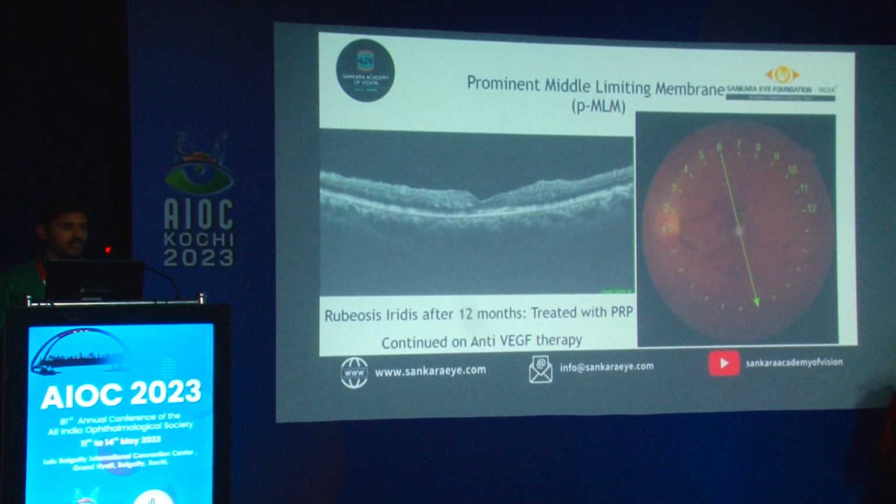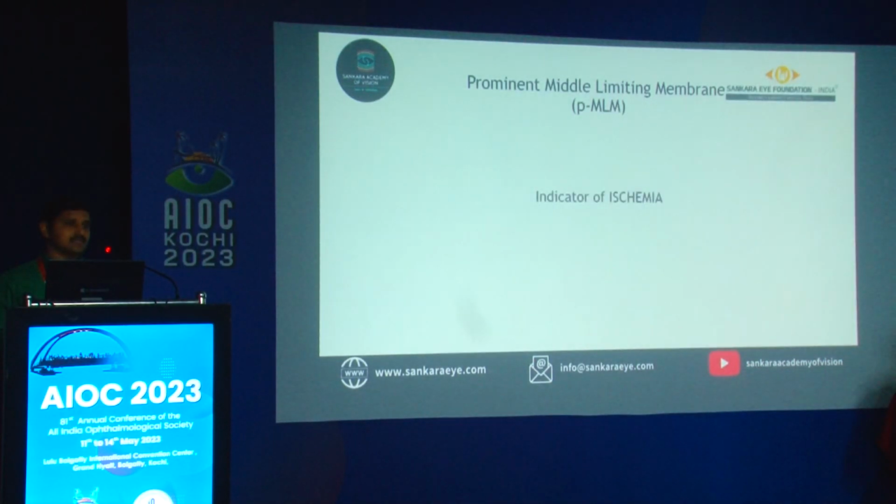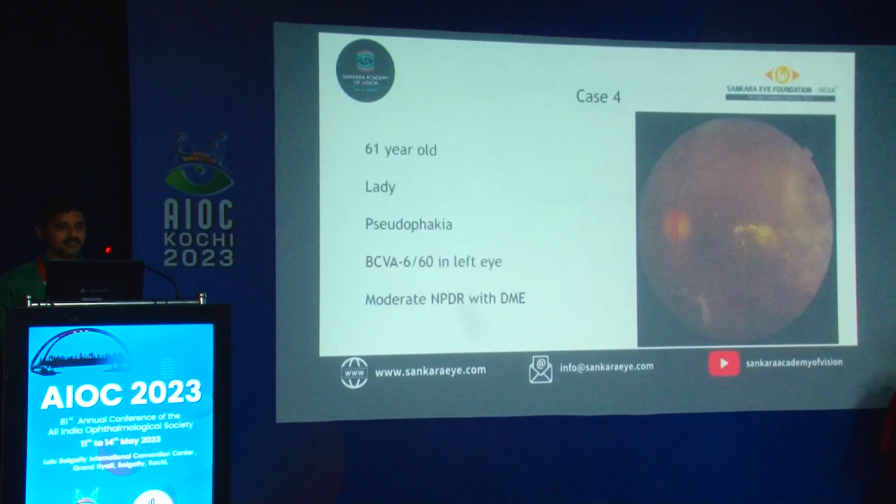So the prominent middle limiting membrane indicates ischemia. The patient presented with relatively good vision and not much edema at the beginning, but we could see the prominent middle limiting membrane in the entire macula, which may be an indicator that there was significant ischemia in this case.